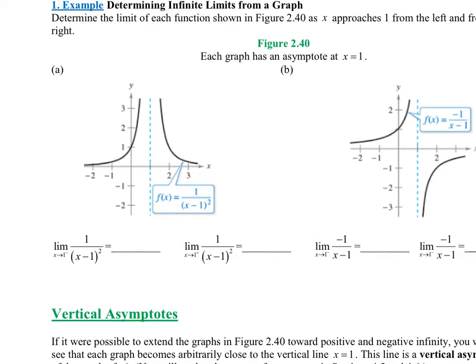The first question would be, what happens as x approaches 1 from the left? Remember that negative sign means from the left. So I'm going to come in here from the left. Let's see what happens. Notice what's happening to my y value. Well, it looks like my y value is going up and up and up, meaning that it's increasing without bound. We would say infinity.